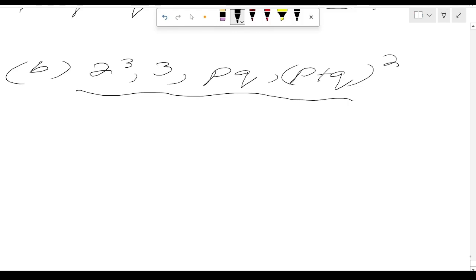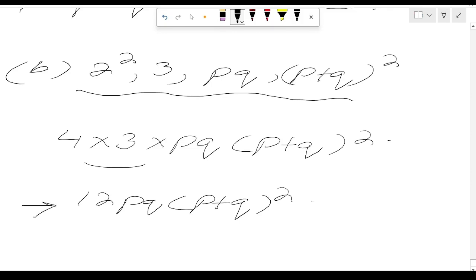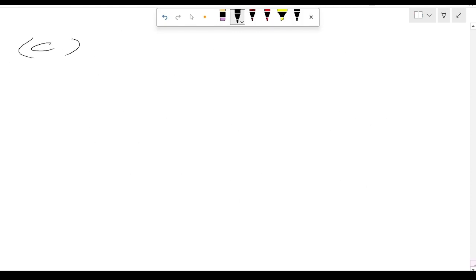So we're basically going to multiply all of these terms. We have 2 power 2, that is equal to 4. So 4 will be multiplied with 3 and then multiplied with pq and p plus q whole square. So 4 threes are 12. So I'll just write 12pq and I'll write p plus q whole square as it is. So this is our answer. So this is our HCF for the 3 unknown polynomials of exercise 4.3.